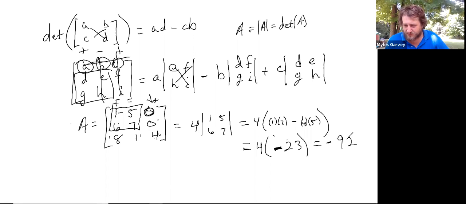4 times 20 is 80. 4 times 3 is 12. Yeah, 92 minus 92. So that's how we compute the determinant of a matrix. We pick the row or column, but we have to abide by this plus or minus scheme. So let me give you another example.